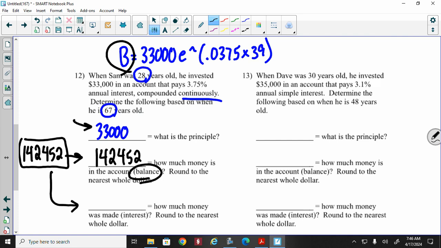142,000. What am I going to do? I'm going to subtract to figure out how much money I made. So 109,452. There we go. All right, so when Dave was 30 years old, he invested with simple interest.